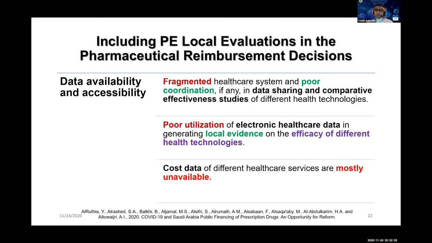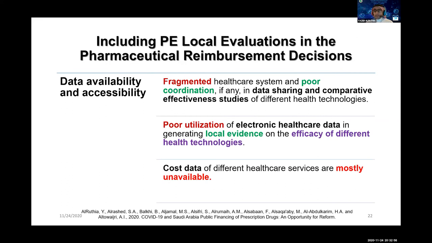So in an editorial that was published a month ago, I and a group of my colleagues collaborated, or had a meeting, to try to identify the challenges in implementing pharmacoeconomic evaluations and financing and reimbursement for different pharmaceuticals. The first problem or theme that we identified was the data availability and accessibility.